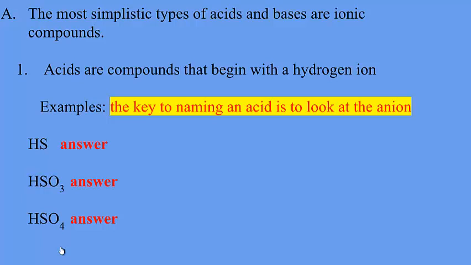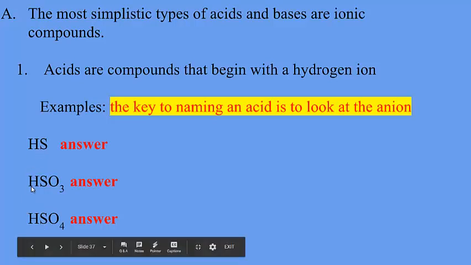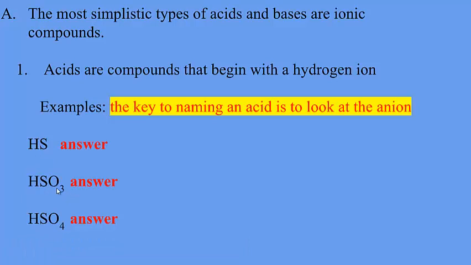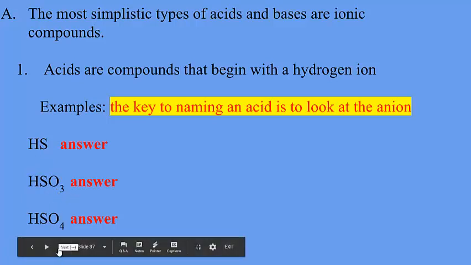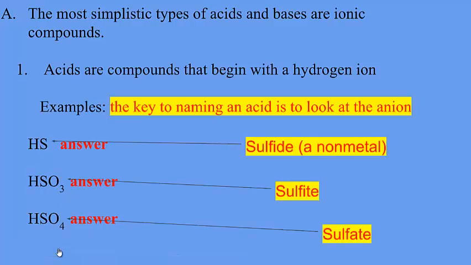Acids are compounds that begin with a hydrogen ion. The key to naming an acid is to look at the anion. So we're going to look at the anions here in these three acids to understand how to name them. Notice each of these starts with an H for hydrogen, and then they have an anion. What are these three anions? The S, the SO3, and the SO4. Well, that's sulfide, sulfite, and sulfate.